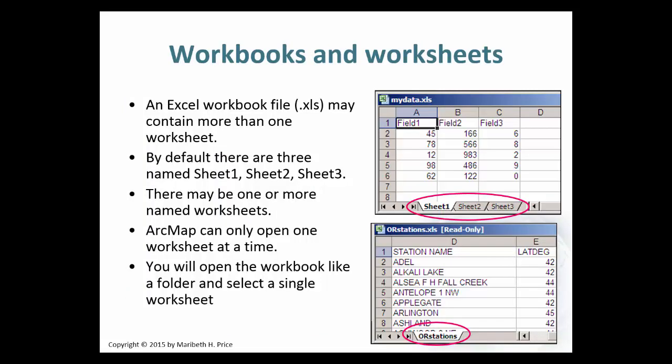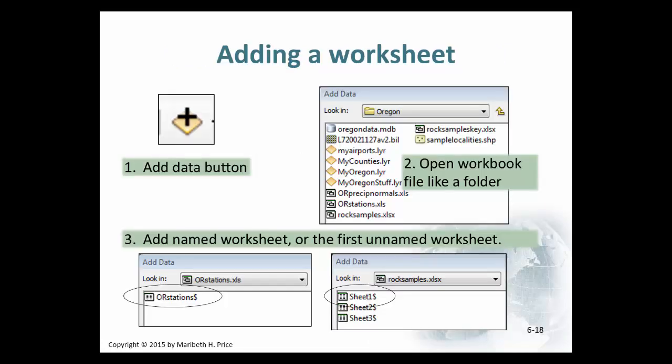ArcMap can only open one worksheet from a workbook at a time, so when you add a worksheet, you need to specify which sheet has the information you want. Use the Add Data button. Browse to your Excel workbook. When you pick on the workbook, you will see the worksheets. Select the sheet you want to add to your map.